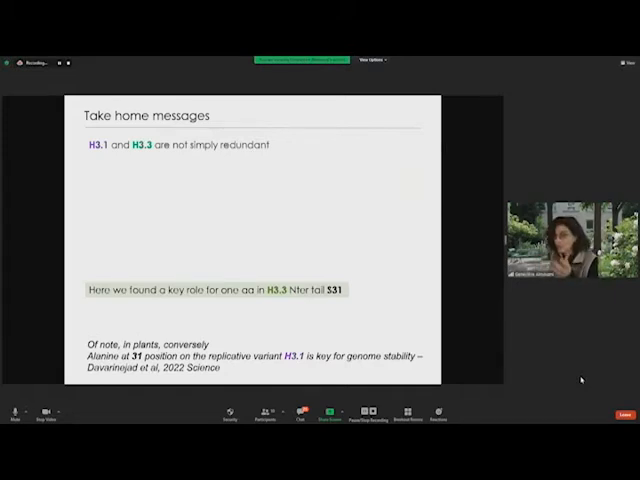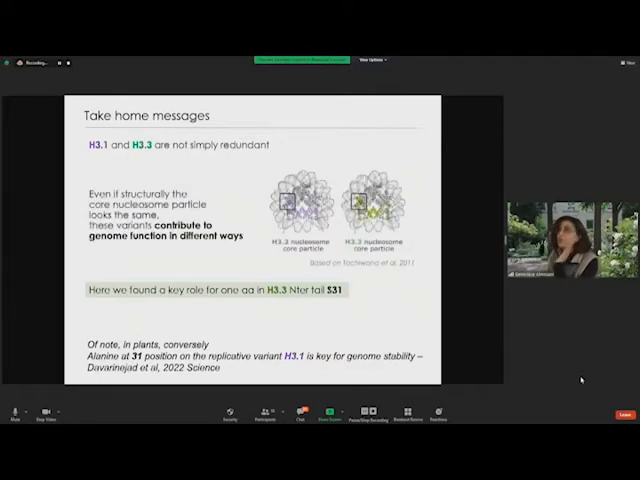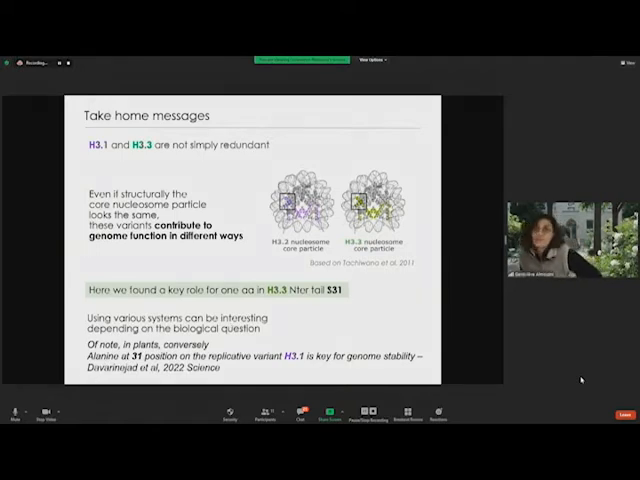So for both of them, this amino acid is quite important. So even if structurally the core particle look the same, this variant can contribute to genome function in different ways. And I would like also to stress that using various systems can be really interesting, depending on the biological question that you want to address, to get insight into the function of factors that can have evolutionary counterparts.